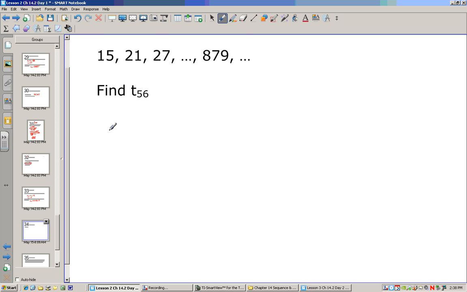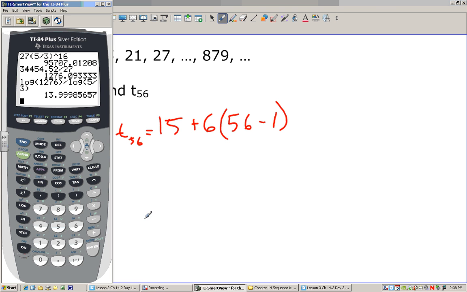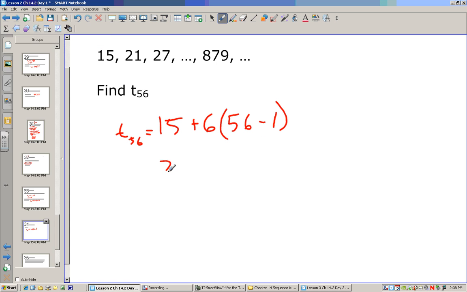To find t sub 56, all we have to do is plug in 56 into our equation. So we'll have 15 plus 6, it'll be 56 minus 1. So if I took out my calculator, 15 plus 6 times, hopefully you can do the math and say that's 55. So 345 equals t sub 56.